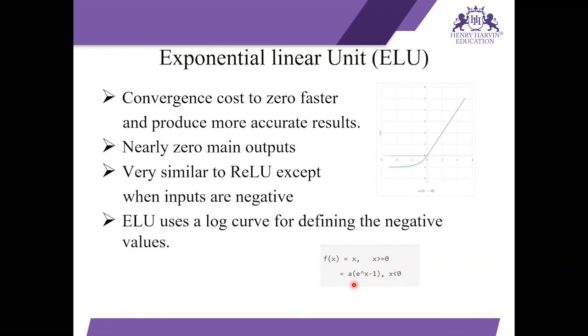In case you give the ELU function 0.1, it will find this value, right? So when I give 0.1, it just applies this function and returns me the output. Hope it is clear to you. When x is less than 0, it returns the output as a into e power x minus 1. If it is greater than 0, it returns the same value of x.